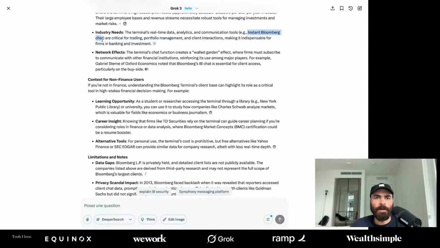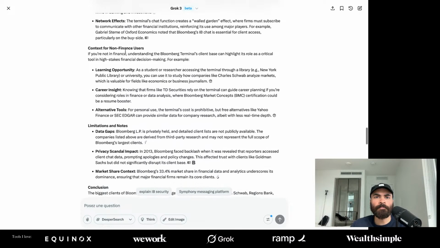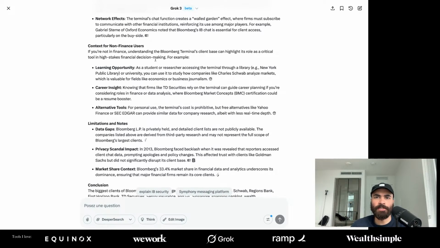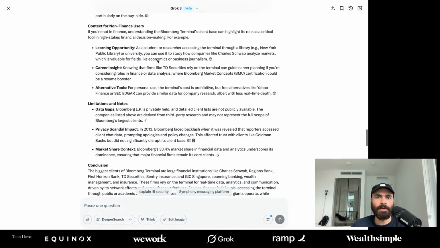So this is what I want to know more about. Network effects. The terminal's chat function creates a walled garden effect where firms must subscribe to communicate with other financial institutions, reinforcing its use among major players. Gabriel Stone of Oxford Economics noted that Bloomberg's IB chat is essential for client access, particularly on the buy side.